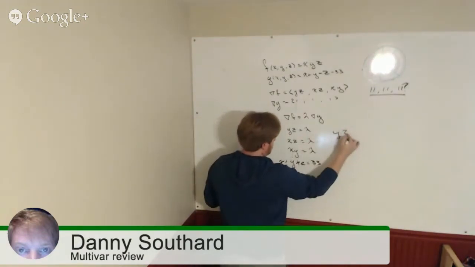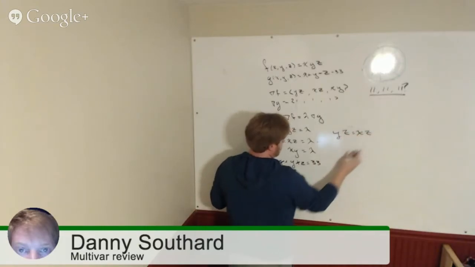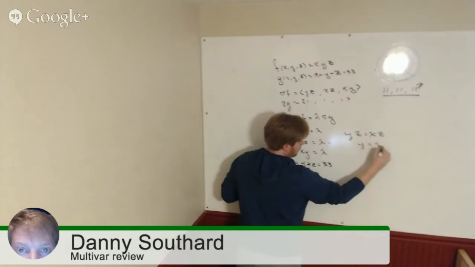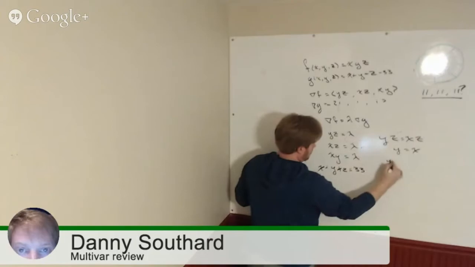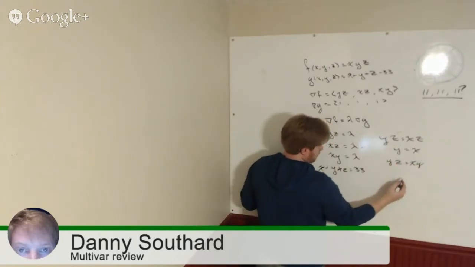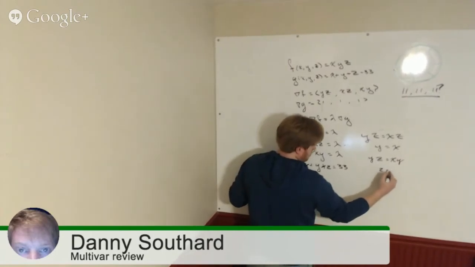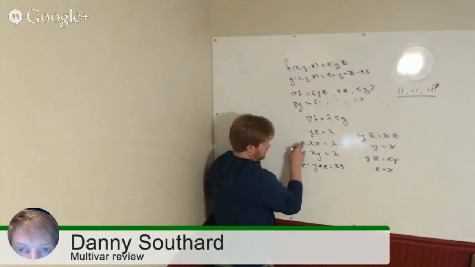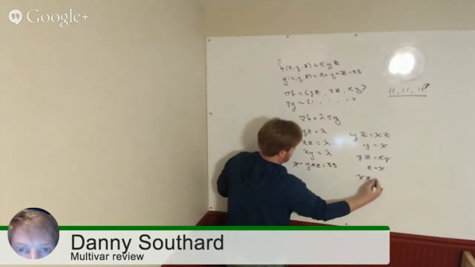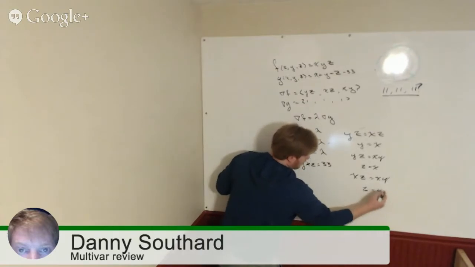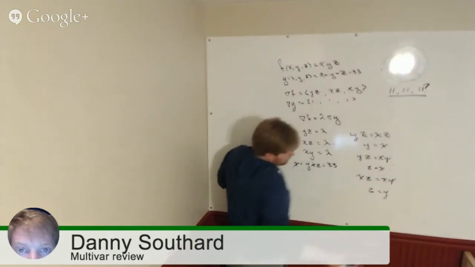So yz equals xz, so y equals x. Then these two, yz equals xy, so z equals x. And then these two, xz equals xy, so z equals y. So they all have to be equal to each other.